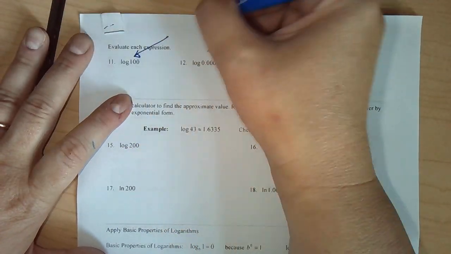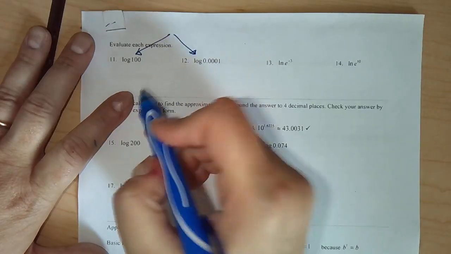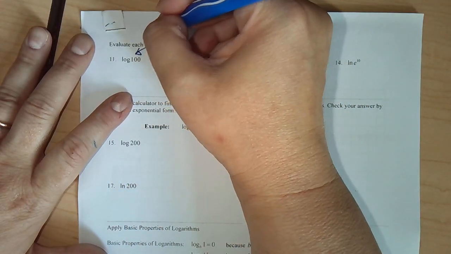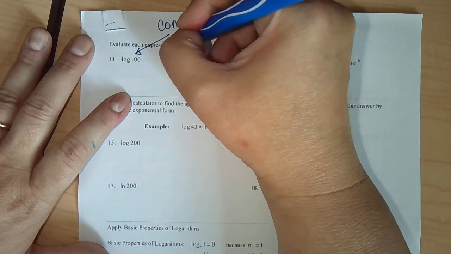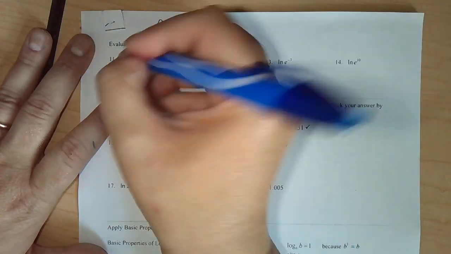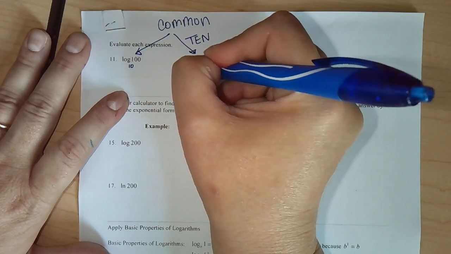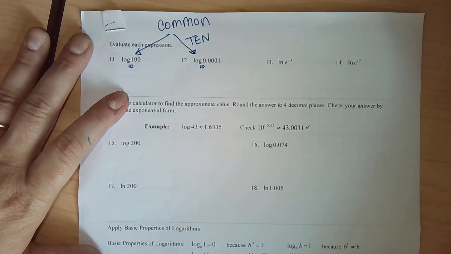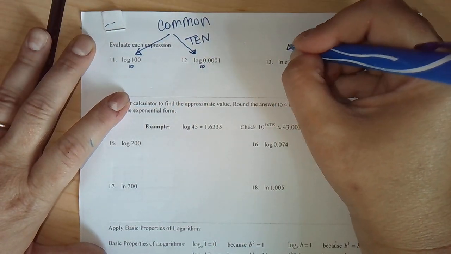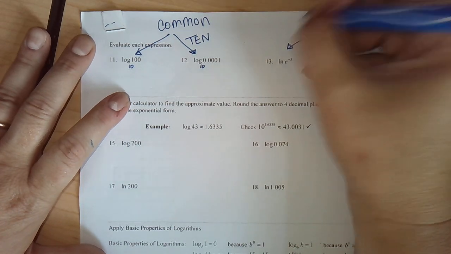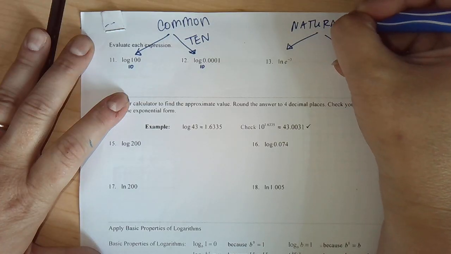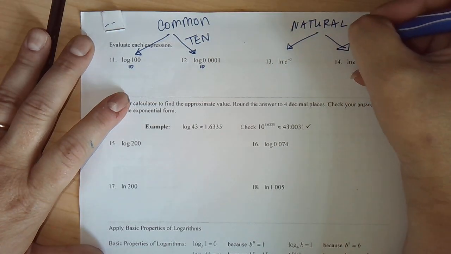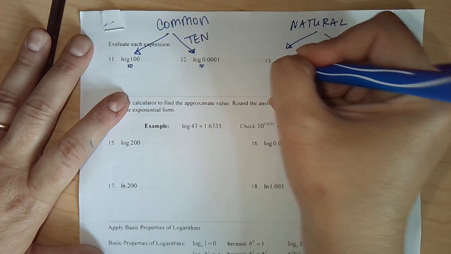Okay, so these first two suckers, they have log. Those are called common logs. And they have a 10 in the basement. So let's slap little 10s down there. Hey. Okay, now these other two suckers, they have a ln. So that's the natural logs. Did I spell it right? And those have an e. So let's put a tiny little e.